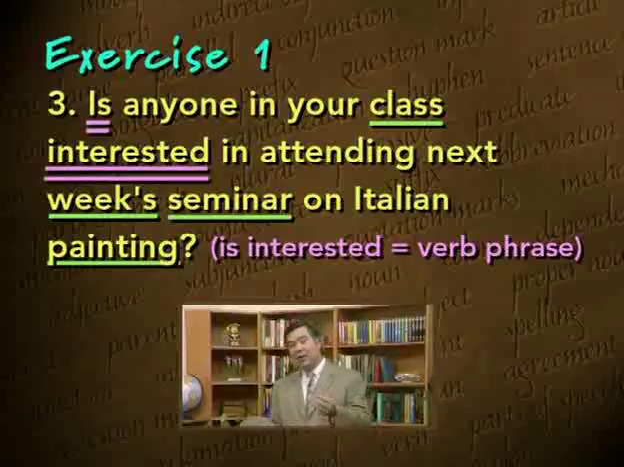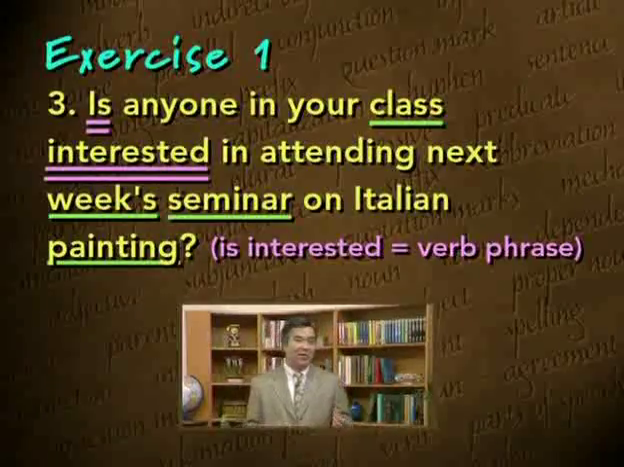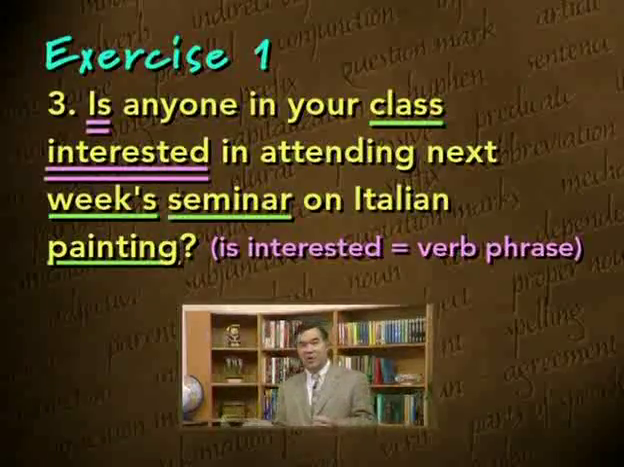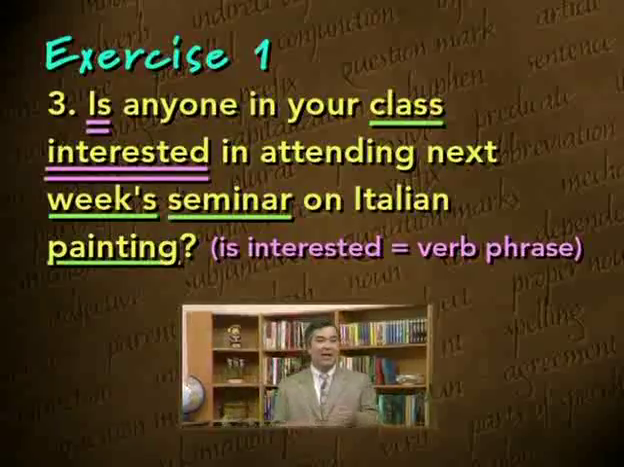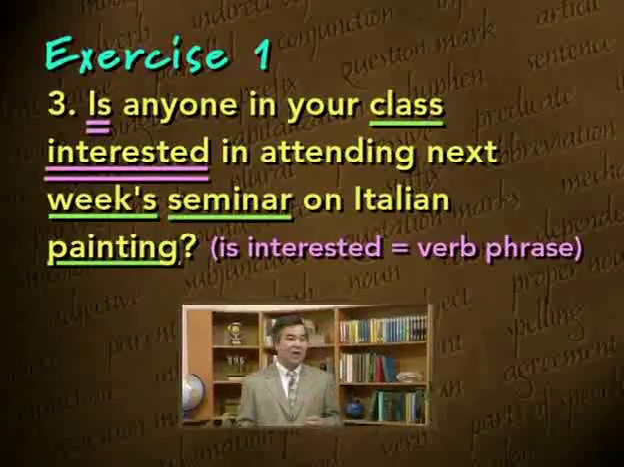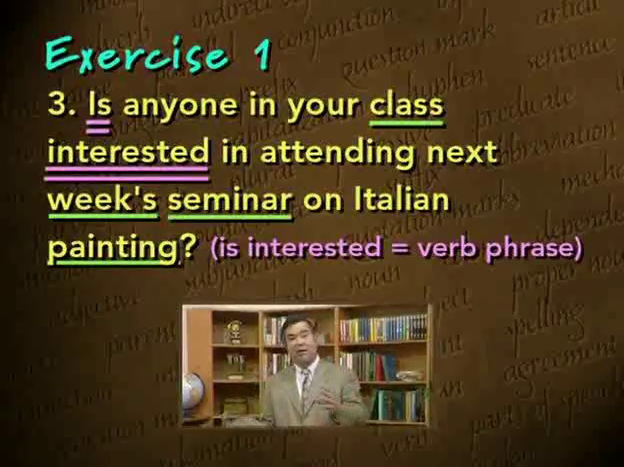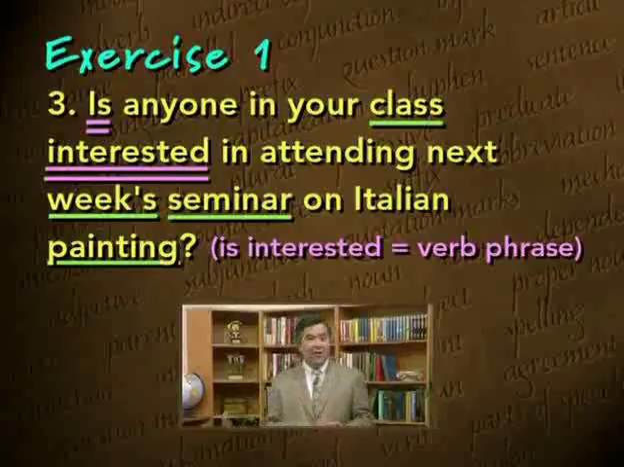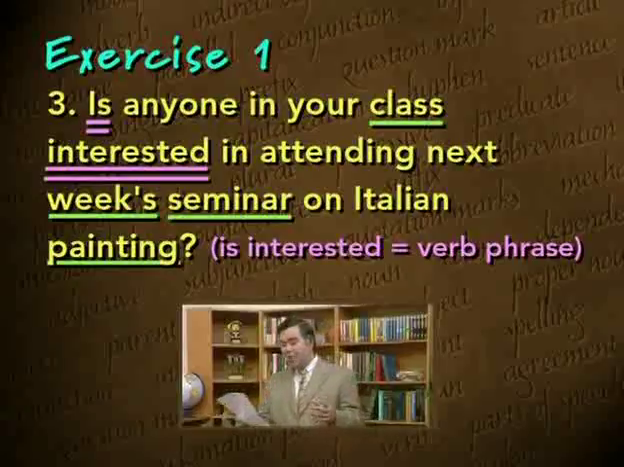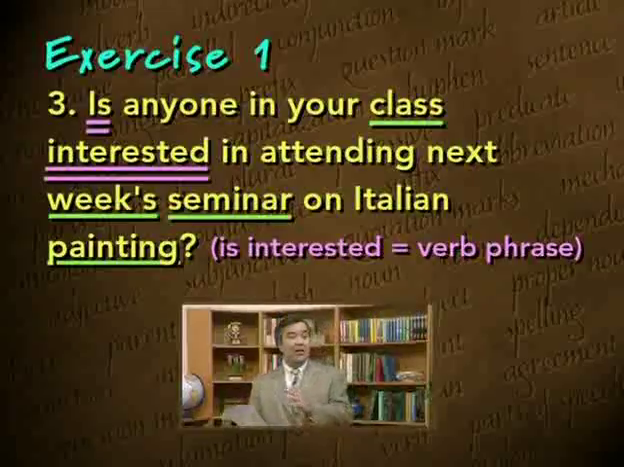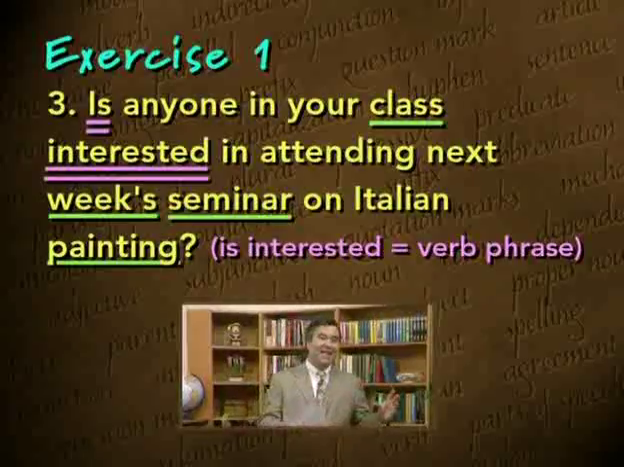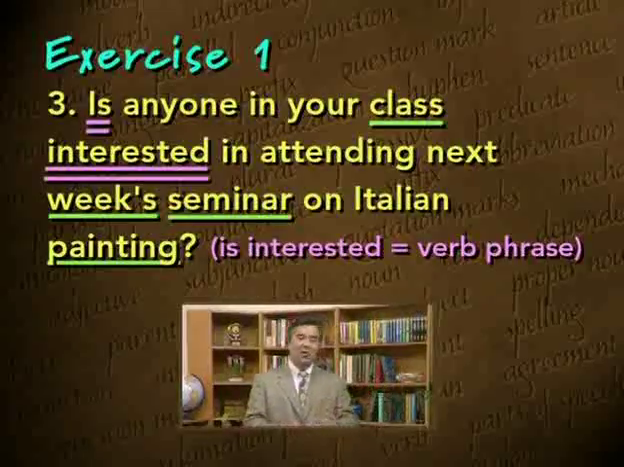And one of the things that often happens is that the words in a verb phrase are separated by other words. Imagine if you were to change this sentence into a declarative sentence, making a statement rather than asking a question. You would probably bring the words of the verb phrase back together. You would say something like, anyone is interested in attending next week's seminar. And the two words of the verb phrase, is interested, would now be reunited.